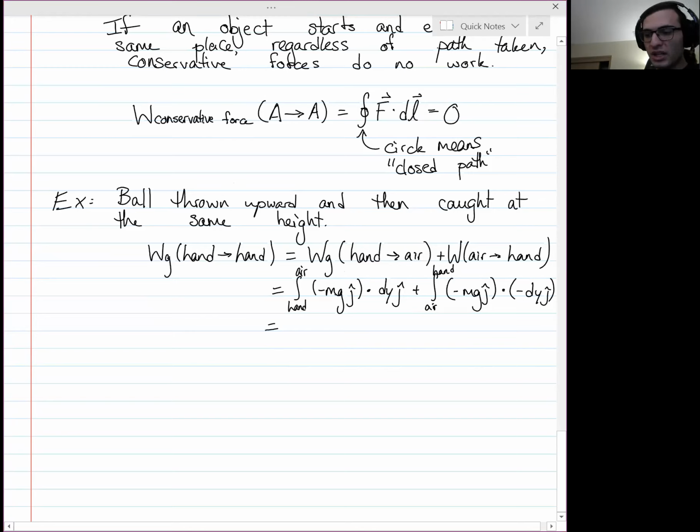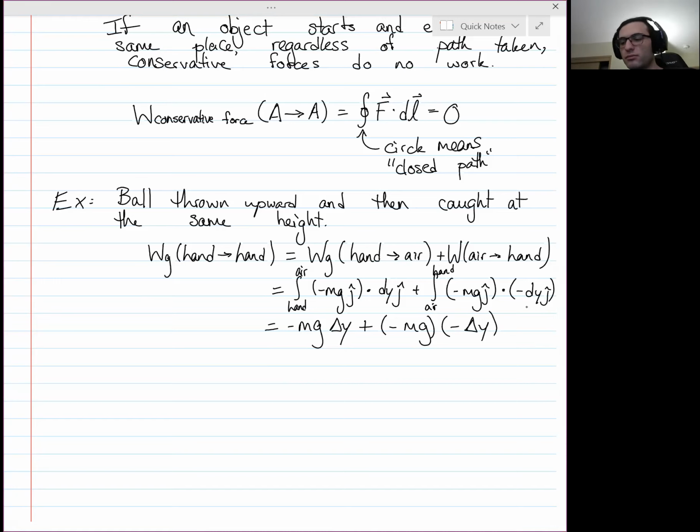So mg we can factor out, and then it's j dot j, which is 1. So this is just an integral of dy from the height at the hand to the height in the air. So that's just delta y. And then over here we have plus minus mg again. We have a minus dy, and then we have a minus delta y here. Because it's the dy from, we have a minus sign there. And so you end up with 0.